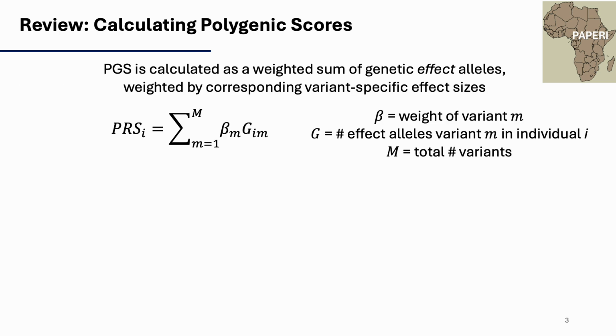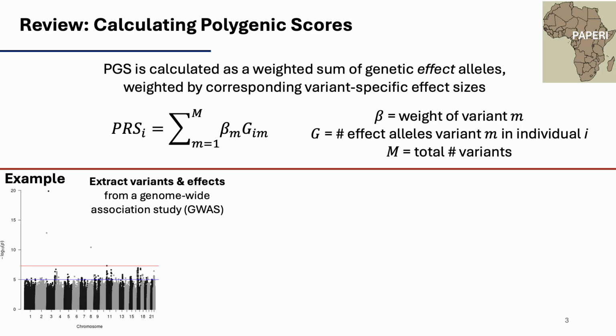Polygenic risk scores are calculated as a weighted sum of genetic effect alleles weighted by corresponding variant-specific effect sizes. So in this equation here, G is the number of effect alleles for a variant M and individual I, and beta is the weight of variant M. This is summed over all the variants that we look at, so each individual ends up getting a polygenic risk score. An example of how this can be calculated is shown here.